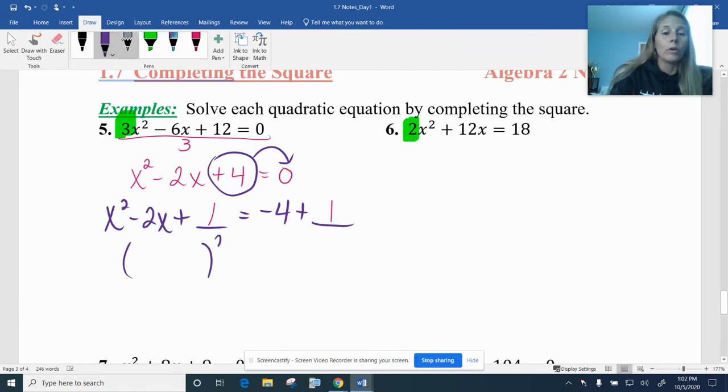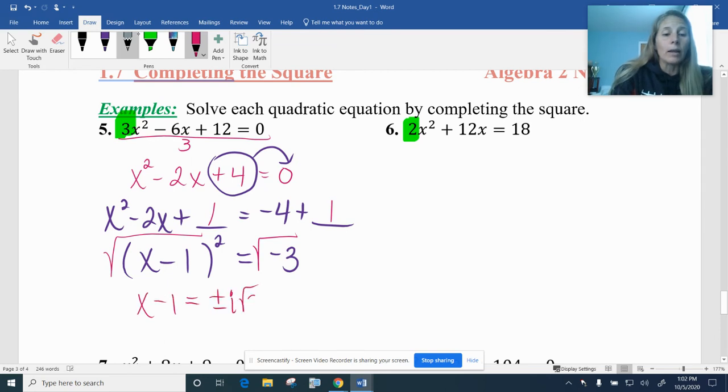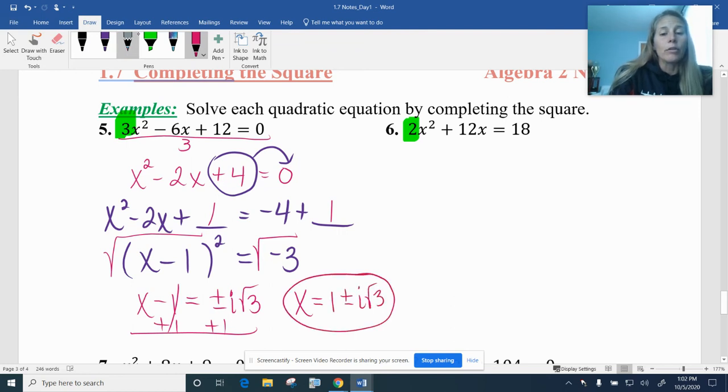So now we're going to factor this into the square of the binomial, x minus 1, because half of 2 is 1. On this side, we combine the like terms. We get negative 3. Now we can use our square roots to solve this for x. X minus 1 equals positive or negative i radical 3. Add the 1 to the other side. X equals 1 plus or minus i radical 3.